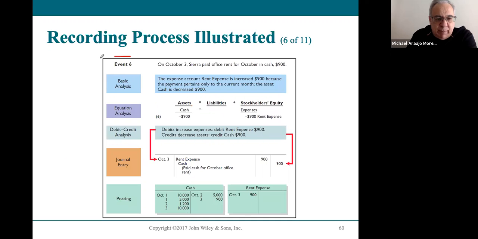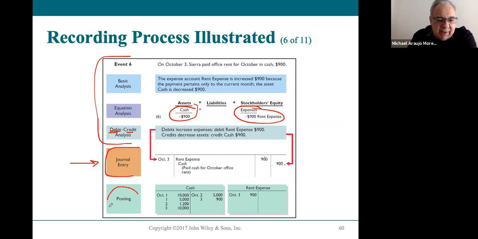The 6th event, we paid rent. We did some analysis here. Rent, any type of expense, reduces stockholders' equity. And of course, we have less cash. So we did our debit and credit analysis, and here we learned that expenses are going to be debit. So rent expense will have a debit of that $900. Cash is lowered, so that happens on the credit side of the cash account. Then we put the journal entry into place. On October the 3rd, we had a debit to rent expense, a credit to cash.